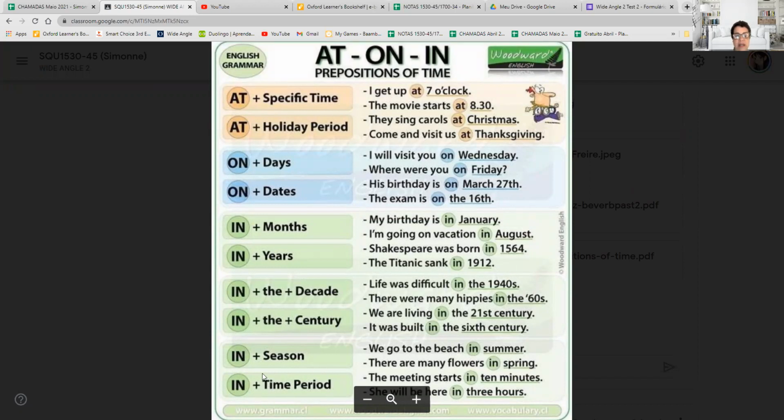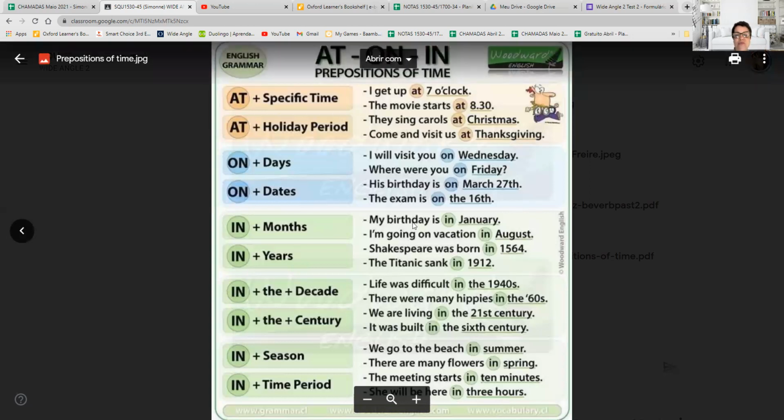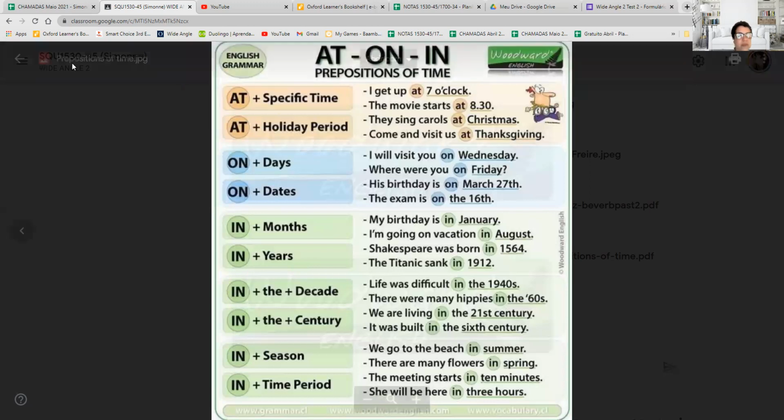The meeting starts in 10 minutes. So for a time period, I use the preposition in. She will be here in 3 hours. Okay, so I'm referring to a time period. I like this one here because it's very organized.